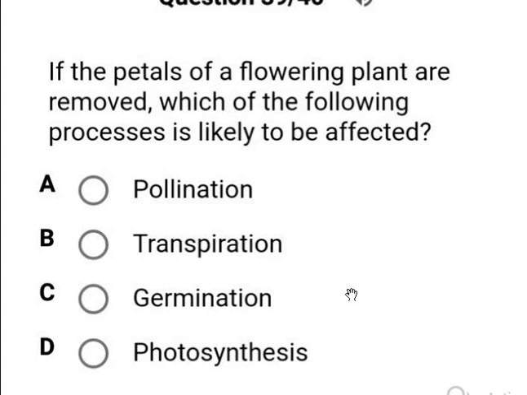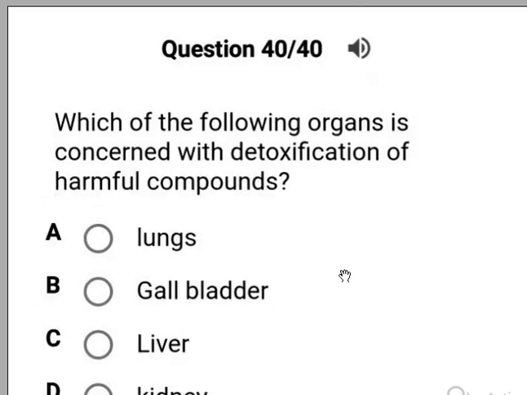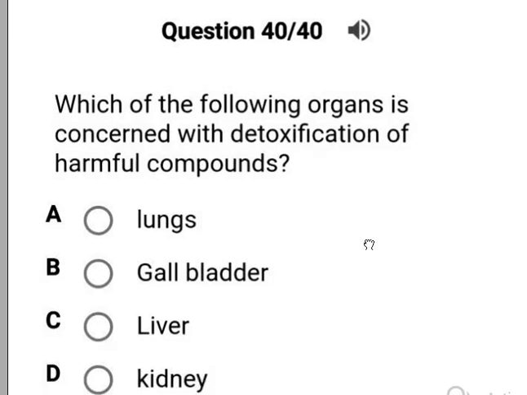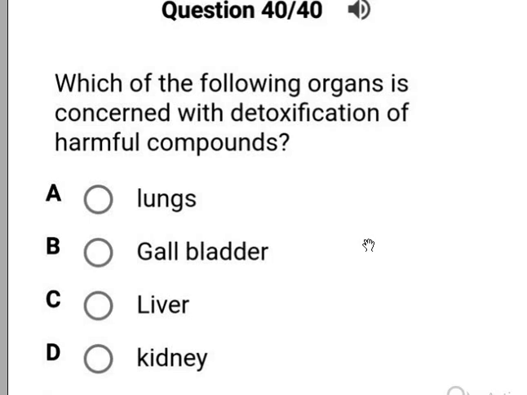The next question is the last question, which is question 40. It says, which of the following organs is concerned with detoxification of harmful compounds? Lung, gallbladder, liver, and kidney. So liver is actually associated with the detoxification of toxins and alcohol, etc. The liver is the one that performs all this.